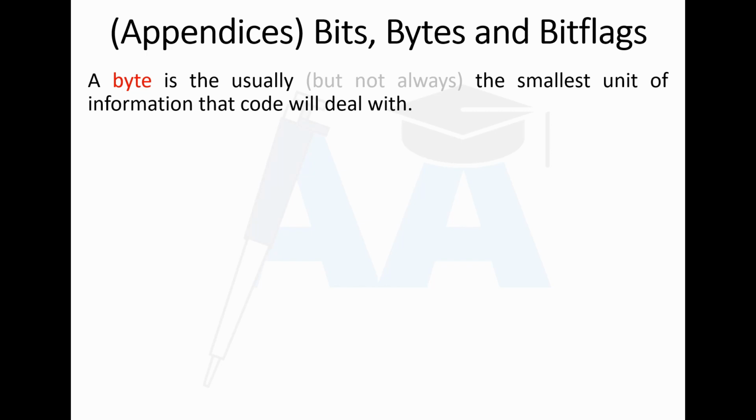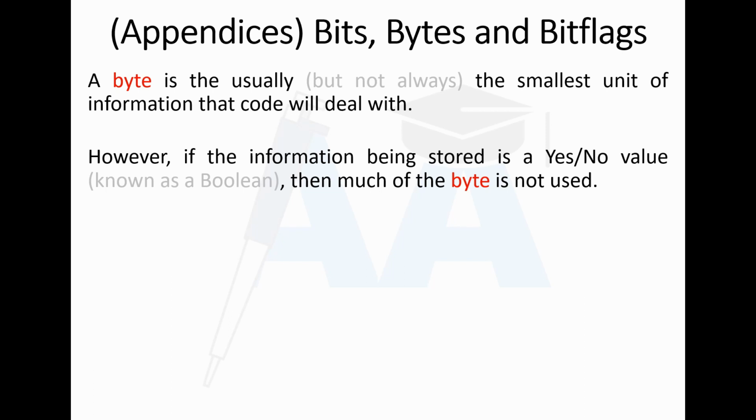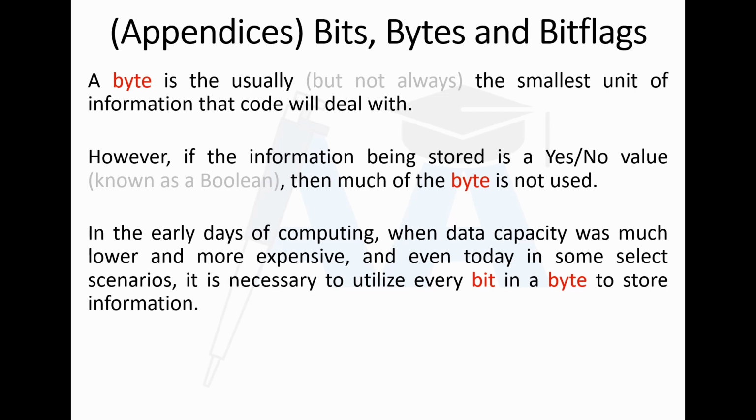But going back to the topic of bytes. A byte is usually the smallest unit of information that code will deal with. However, if the information being stored is either yes or no and nothing else, then we only need 1 bit to store that information, not 8. The other 7 bits are redundant.